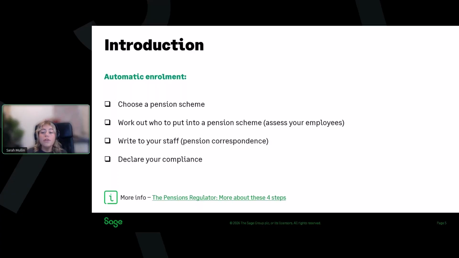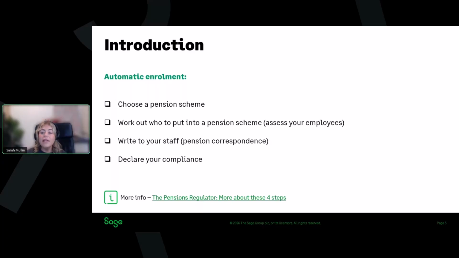You've got communicating with your staff as well. You will also need to write to your employees, often referred to as sending pension correspondence. Now, it's important for your employees to understand how automatic enrolment is going to apply to them and what it's going to mean for their pay and their future savings as well.